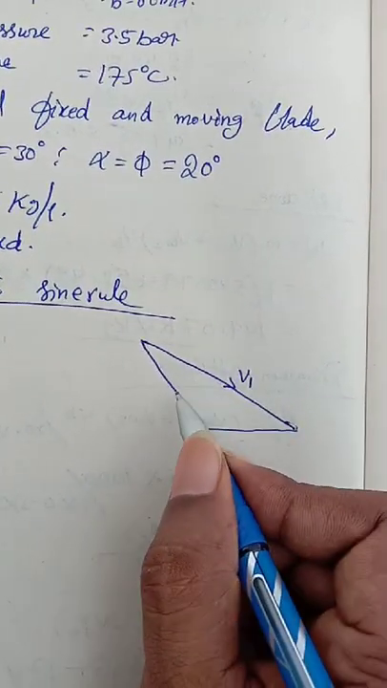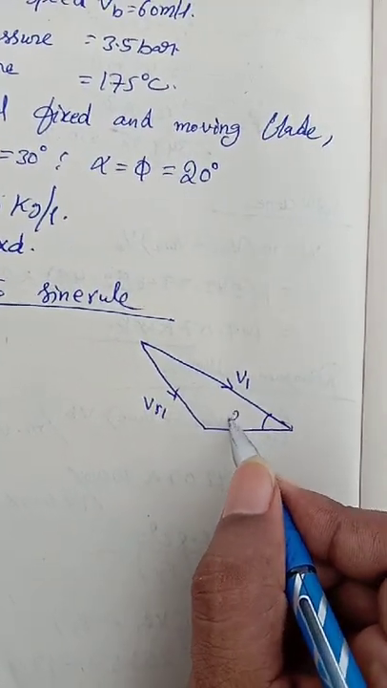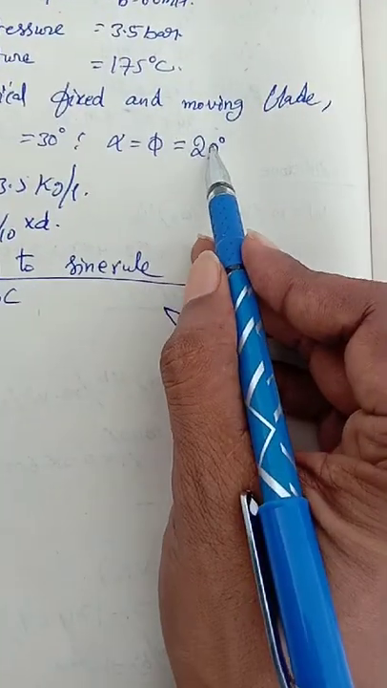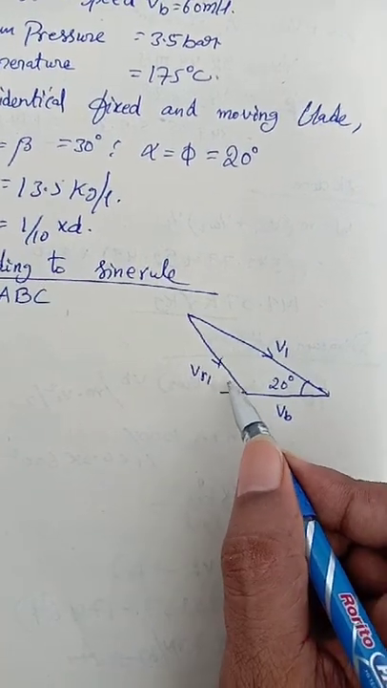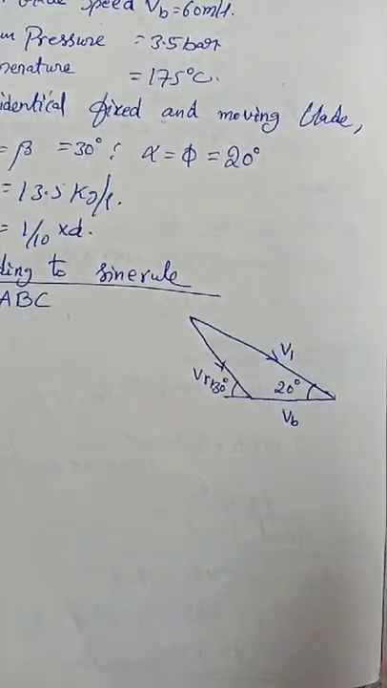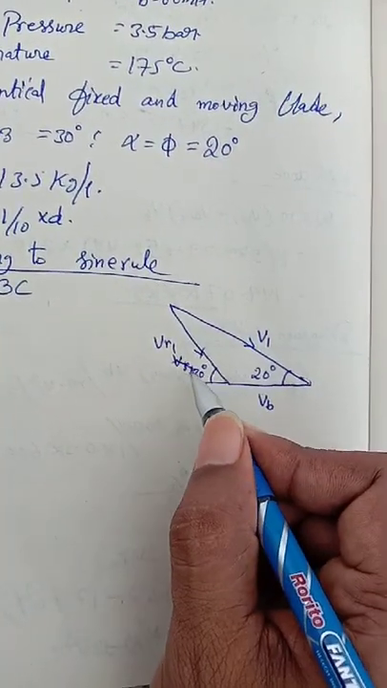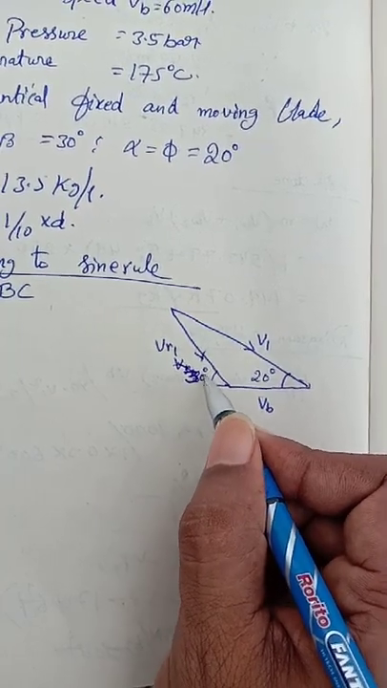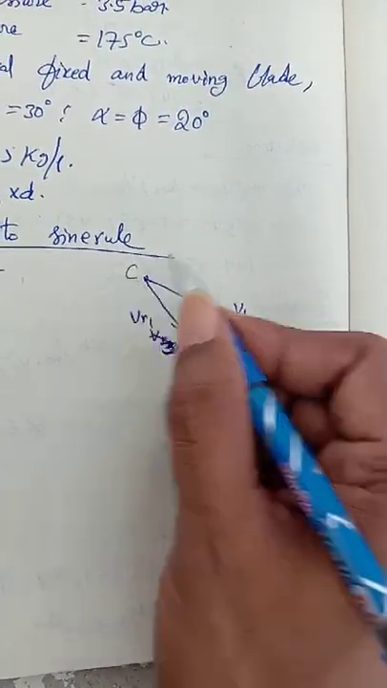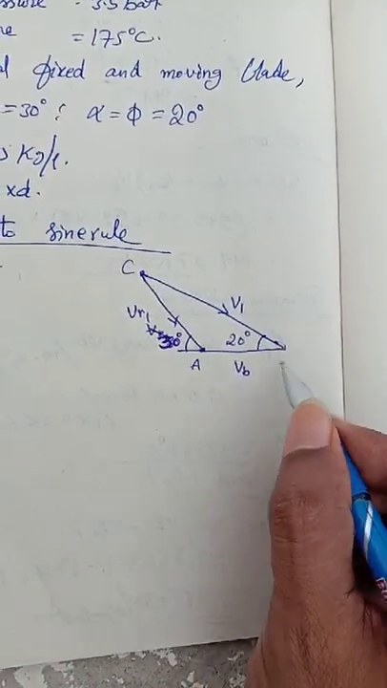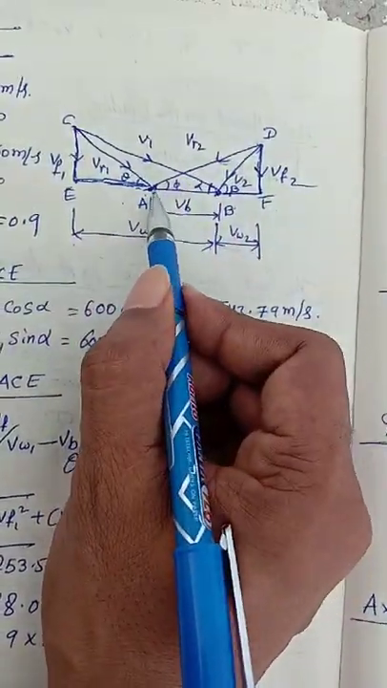Okay, here is V1, Vr1, Vb. This is coming from 20 degrees. Here 20 degrees is given. Now I put it here, 20 degrees. Here we are going to take 30 degrees, Vr1. Now this is coming from 30 degrees. This is outlet, this is inlet. Now the point here is coming from C, this from A, and this is B. This is the velocity diagram. Look at this ABC.